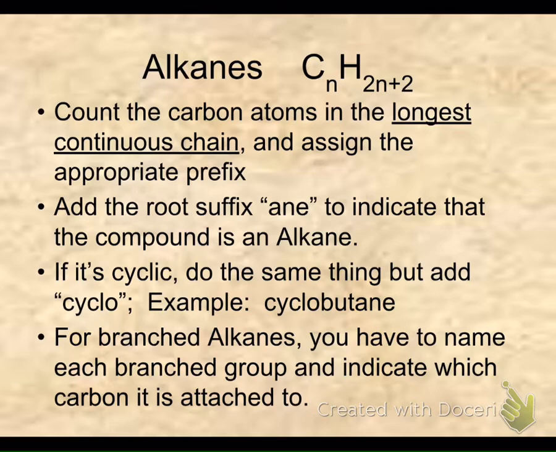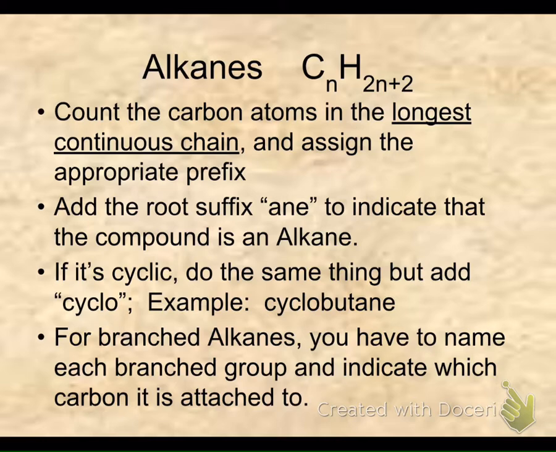Okay, so to name it, we're going to get that prefix, and we're going to say the suffix ane, to tell us that it's going to be an alkane. For example, again, if we have C6, it's going to be hex for 6, ane to tell me that it's an alkane, hexane. If it's a cyclic alkane, remember we can have those closed shapes. We'll do the same naming system. We'll just name the number of carbons that are in the closed shape, and we'll put the prefix cyclo in front of it to let us know it's a closed shape.